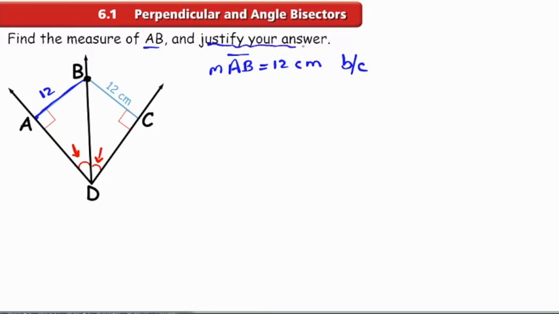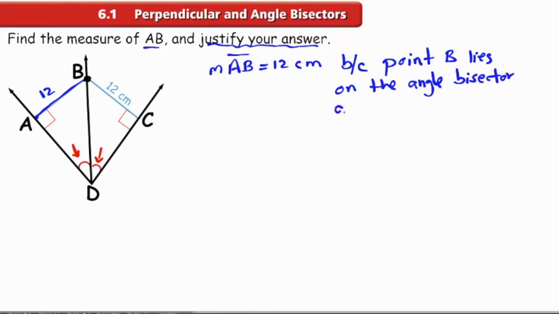They ask us to justify the answer. We can say because point B lies on the angle bisector, and is therefore equidistant from the sides of the angle.